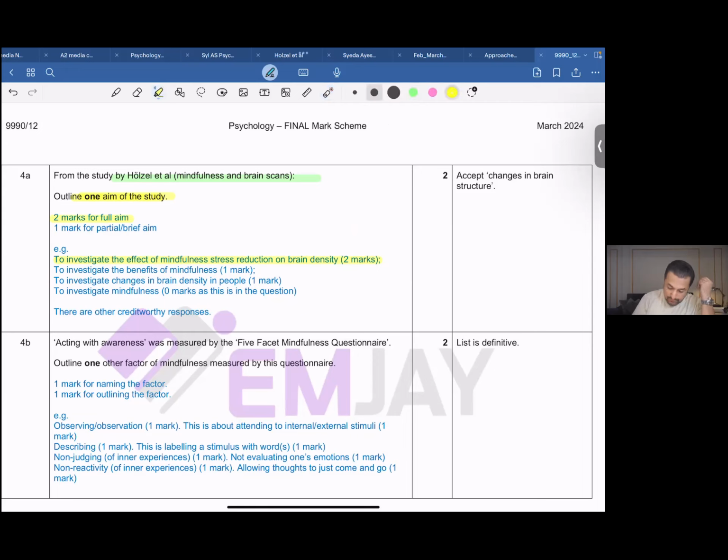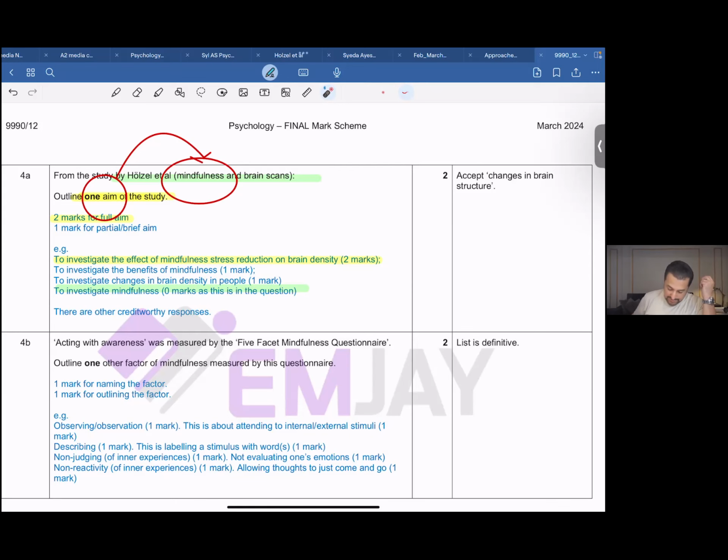There is an example of how you would not receive any mark at all. For instance, if you write to investigate mindfulness, okay, let's not assume that the system can be fooled very easily. This is a study on mindfulness, so you cannot just write to investigate mindfulness and end up receiving a mark.